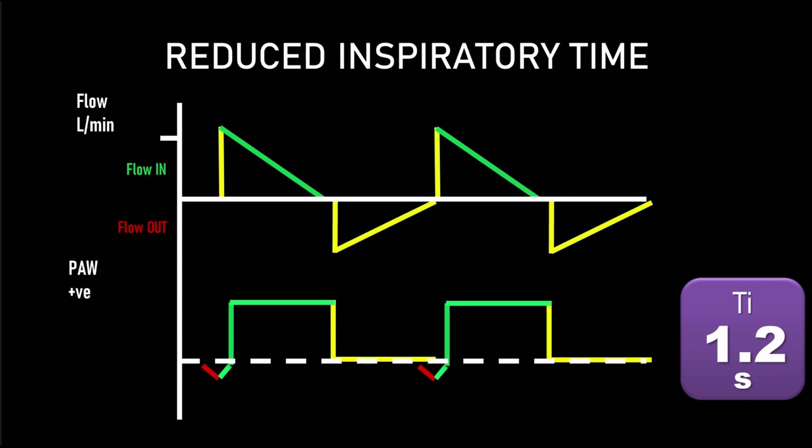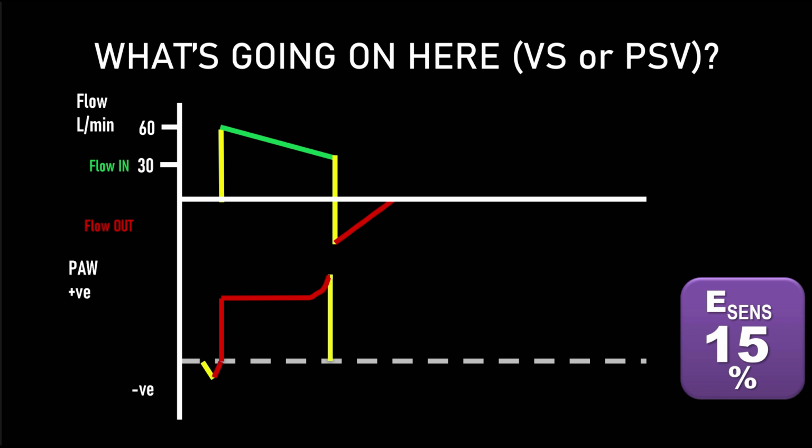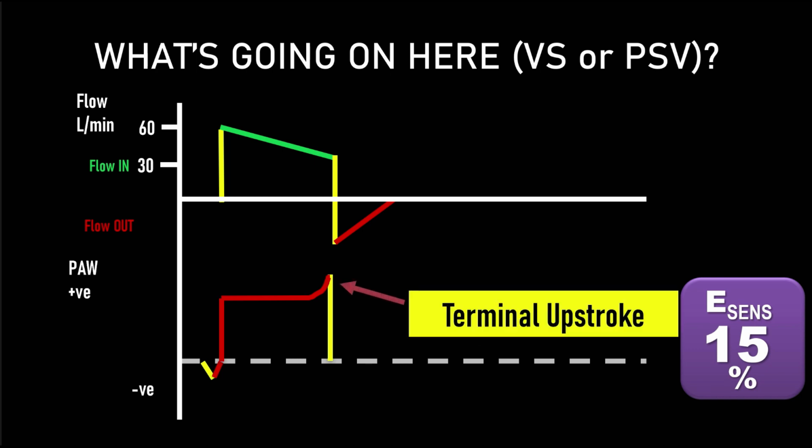Let's look at another situation. In this scenario, Tim is on pressure support or volume support ventilation. You know that it is spontaneous because of the red waveform. Now something similar is happening here, isn't there? There is a terminal upstroke. And this is pretty much identical to what you saw on pressure control. I will point something else out here.